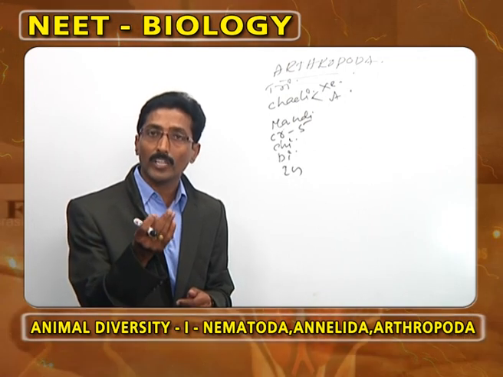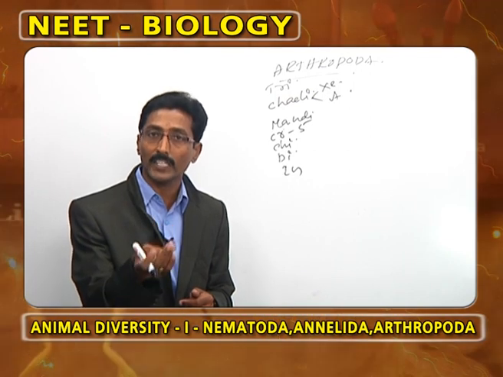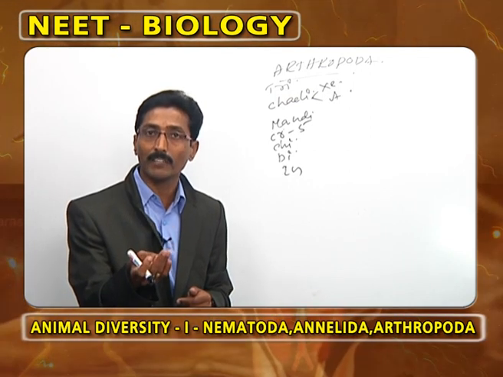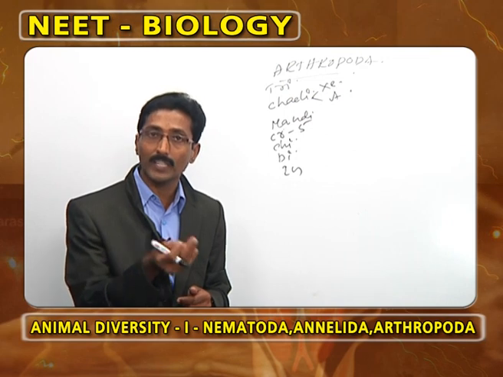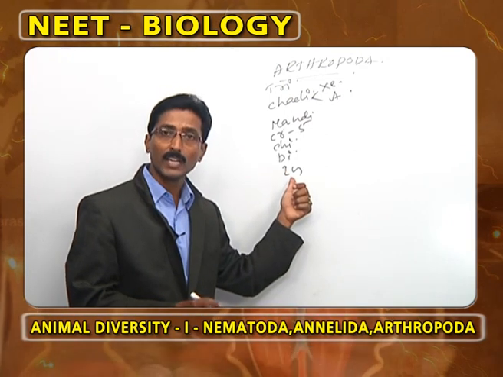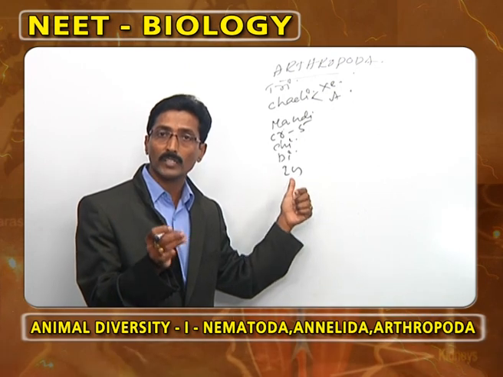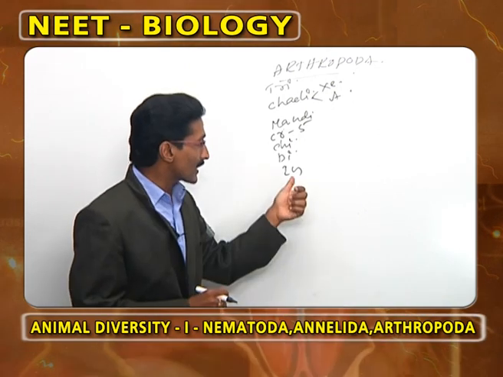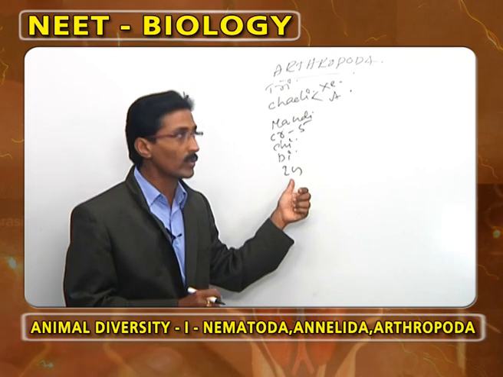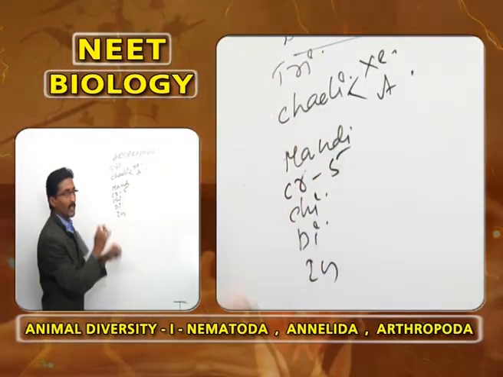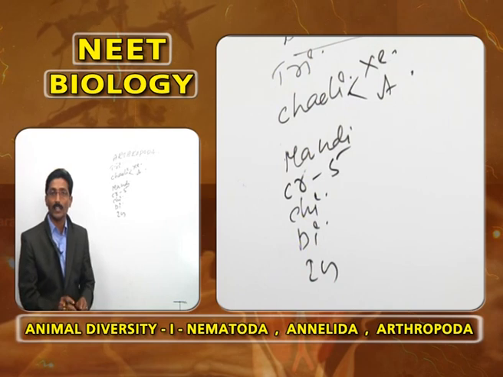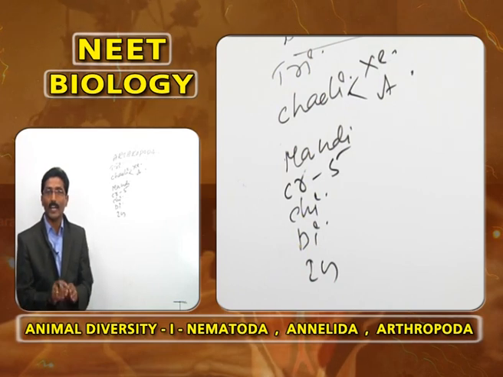For example, in cockroach, what is the larva? That is the nymph. In bedbug, the larva is nymph. In Pediculus, the larva is nymph. In case of Insecta, how many legs are responsible for locomotion? 3 pairs of legs. What is the main excretory product? The uric acid. Now, these are the important characters regarding the Nematoda, Annelida and Arthropoda.